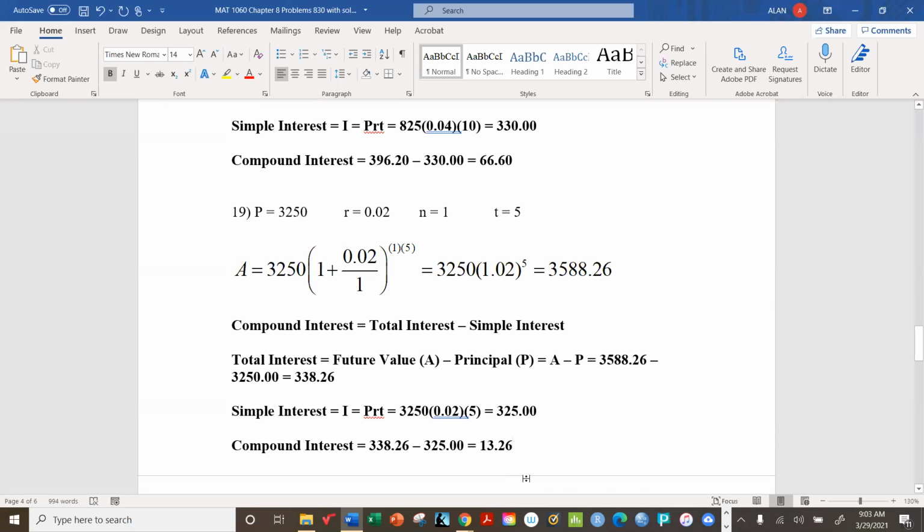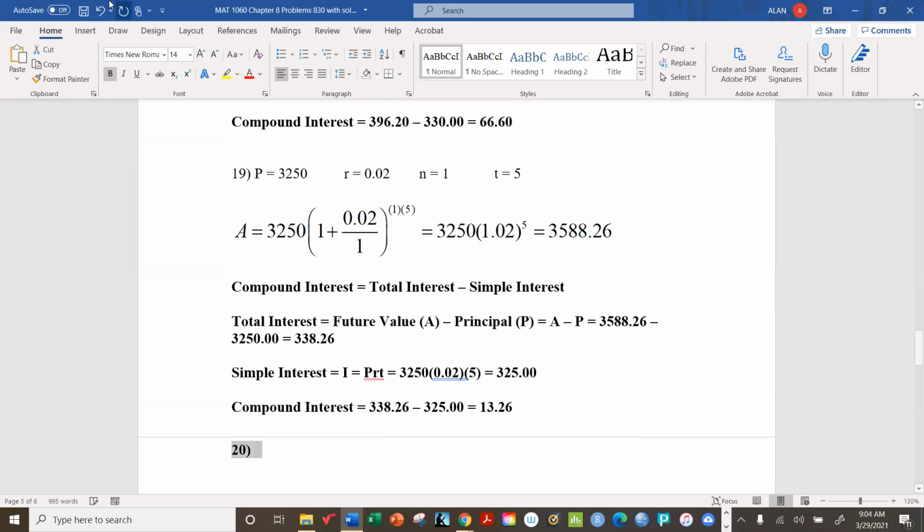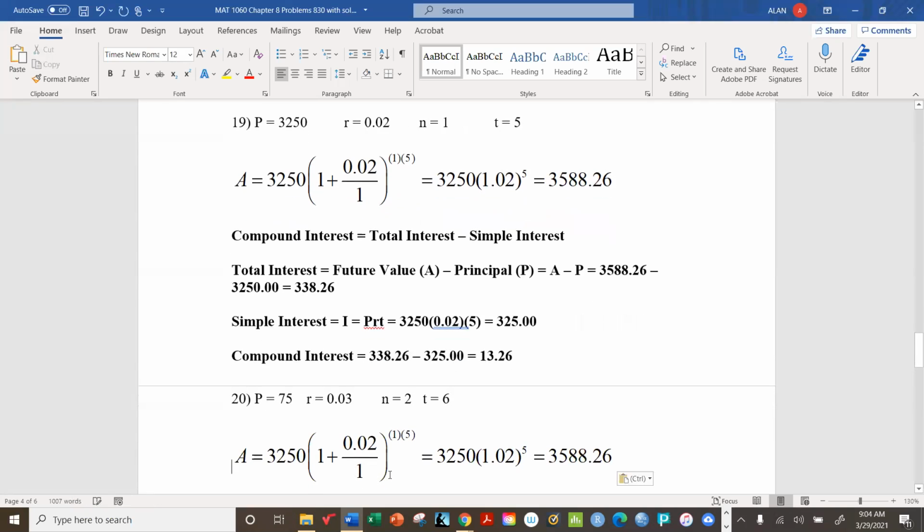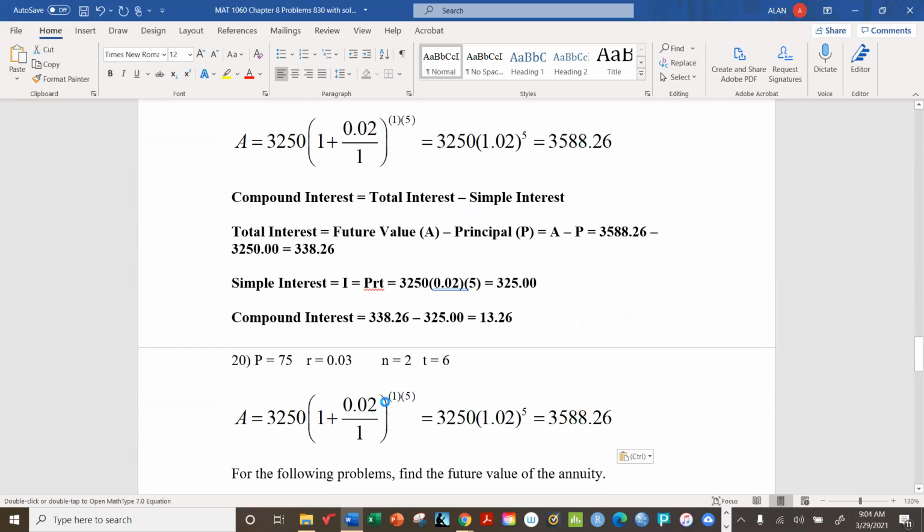All right, so let me start typing in the details for number 20. P equals 75. The rate is, this is a tiny little investment, 3%. And it's 2 this time because it's semi-annual compounding, and it's a 6-year investment. So I will copy this as usual and edit it. And let's see what we come up with.